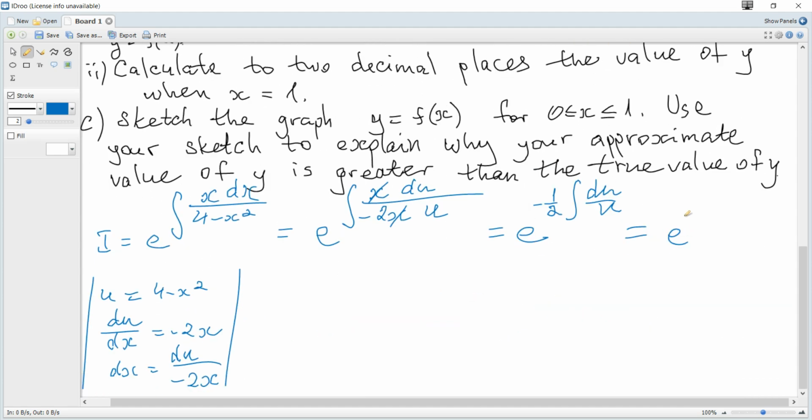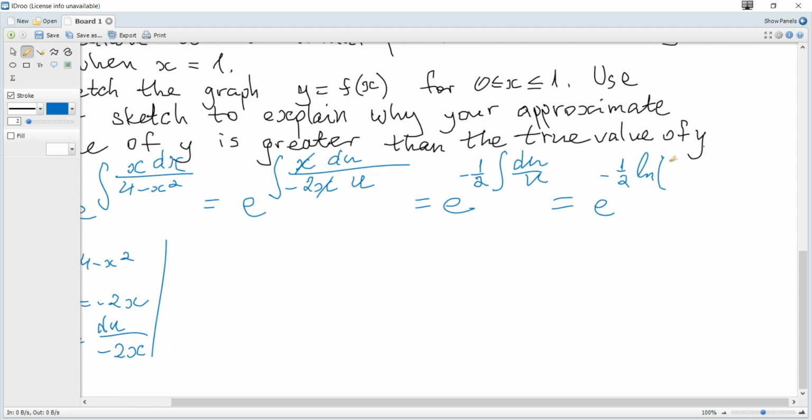So it becomes e to the power of negative a half ln of 4 minus x squared. And to simplify it, we use the next property that a to the power of log to the base a of b is just b, and if there is something in front of log, for example 2, we move it to the power of b using another property of log, and finally it becomes b squared.